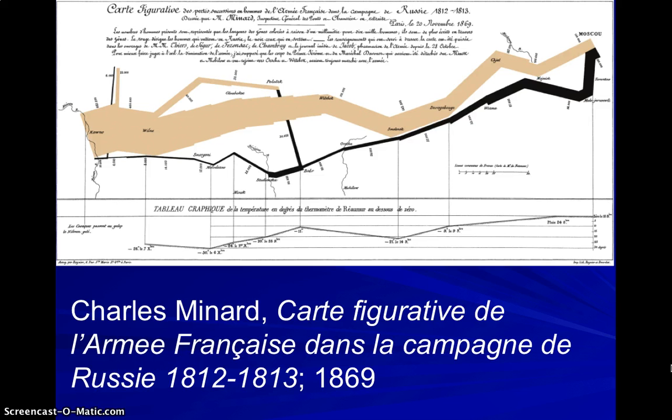But the graph at the bottom actually starts on the right side and goes to the left. So the first point there is showing you the temperature in Russia at the time in degrees Celsius, and the zero line is actually the top line. So what this means is that is freezing, and everything below that is significantly lower than freezing. So by the time that they are almost back to France, they've basically frozen to death.